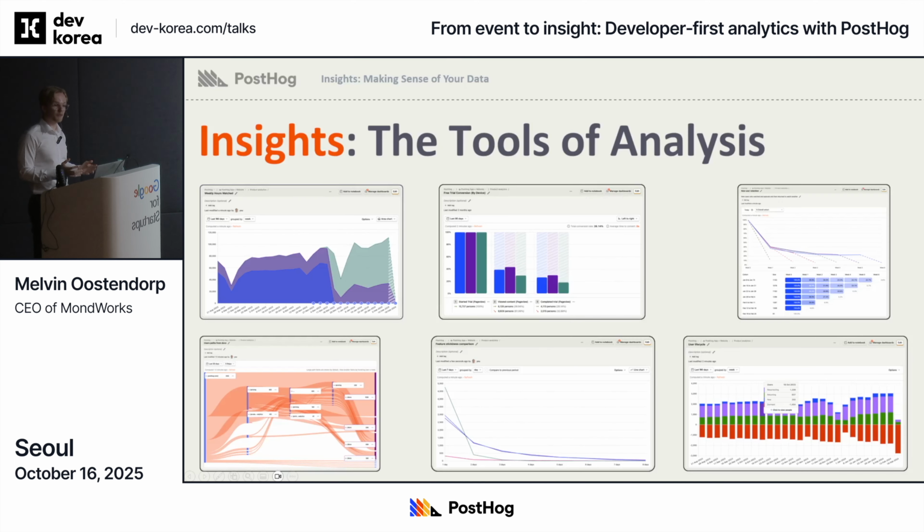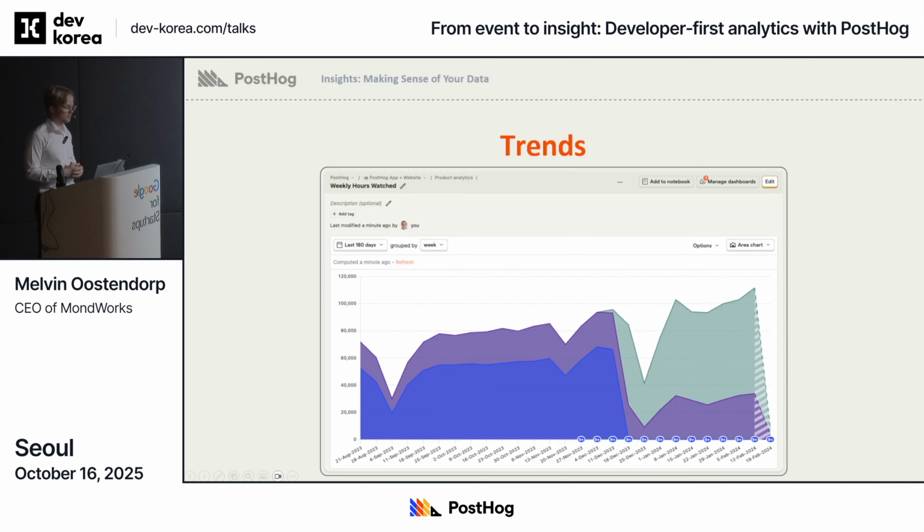In PostHog, every visualization is called an insight. Those are specific visualizations and analyses you run on your data. Let me introduce a few core ones. There are more, but those are the most important ones. We have trends. They track event frequency and growth. So, for example, how many times did a button click or user sign up happen in the last 7 days? With this graph you can see that.